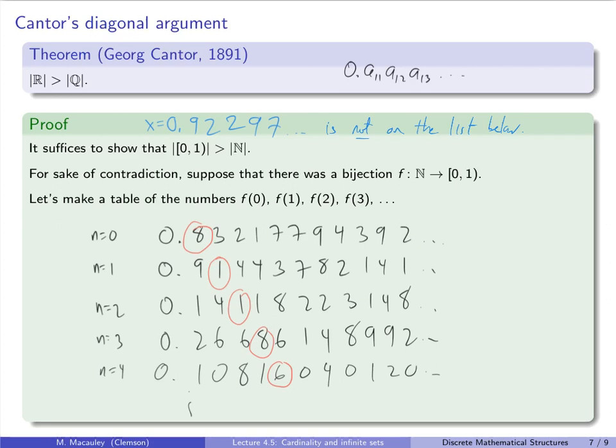So what does that mean? That means x is not equal to f of n for any n, which means that our function f is not onto. And there is our contradiction, and that completes the proof. So I missed a few sentences.